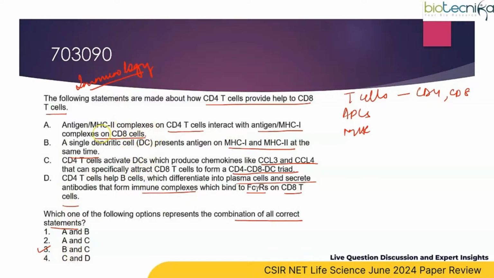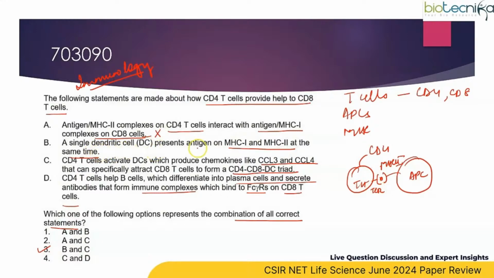So let us see this statement A. Antigen MHC2 complex on CD4 T cells interact with antigen MHC1 complex on CD8 cells. So T helper will have CD4. Okay, so they identify the antigen on APC that will have MHC class 2 with the antigen, right? And it will bind to the T cell receptor. Correct? So does it interact with antigen MHC1 complex on CD8 cells? No, right? So A is not correct over here.